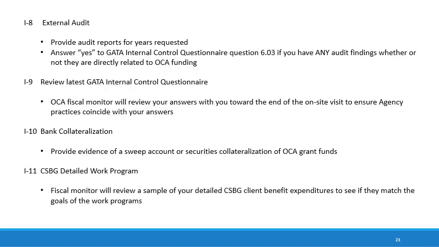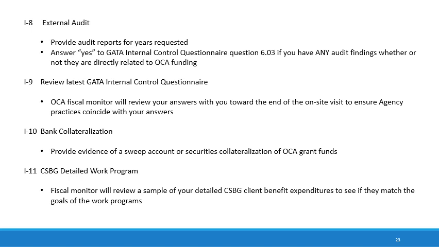The next area of review is your external audit. We're going to review your last external audit to see if there were any comments or findings regarding OCA funding or anything that may be a concern to the overall financial viability of your agency. We also would request that you answer yes to the GATA Internal Control Questionnaire number 6.03 if you have any audit findings, whether or not they are directly related to OCA funding.